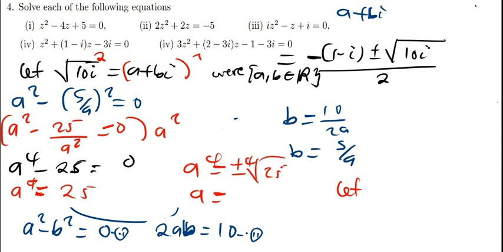The fourth root of 25 is going to be the square root of 5, because the square root of 25 is 5. Again, the square root of 5, which is just the square root, plus or minus 5.